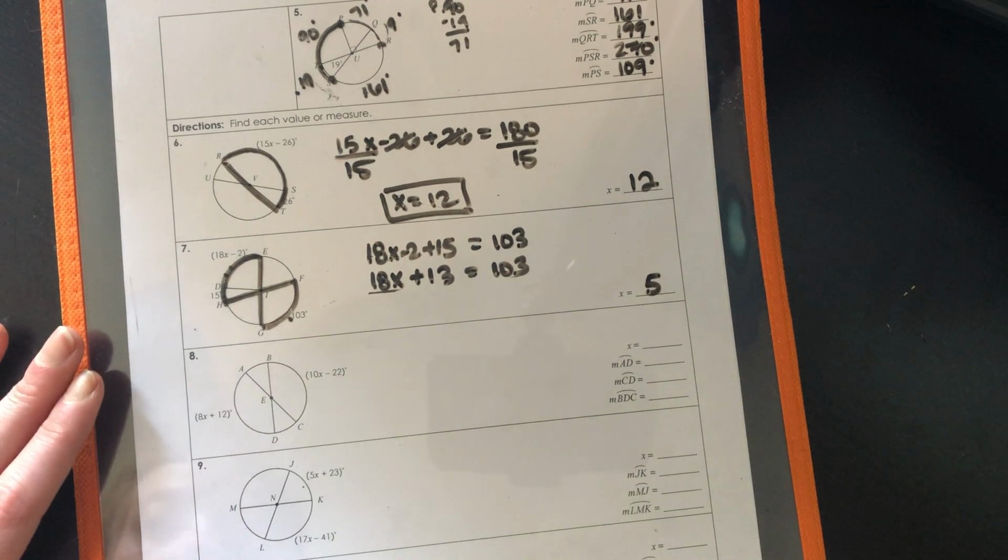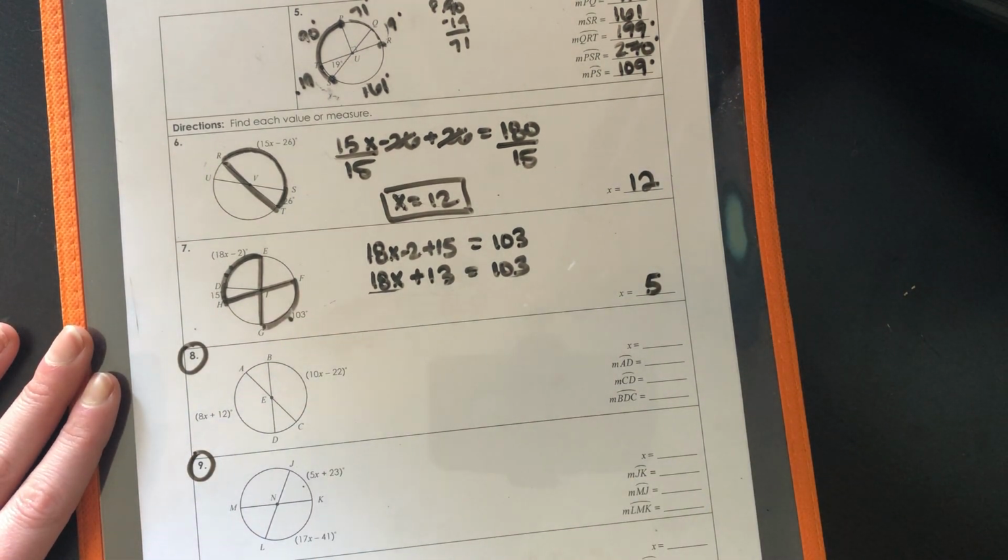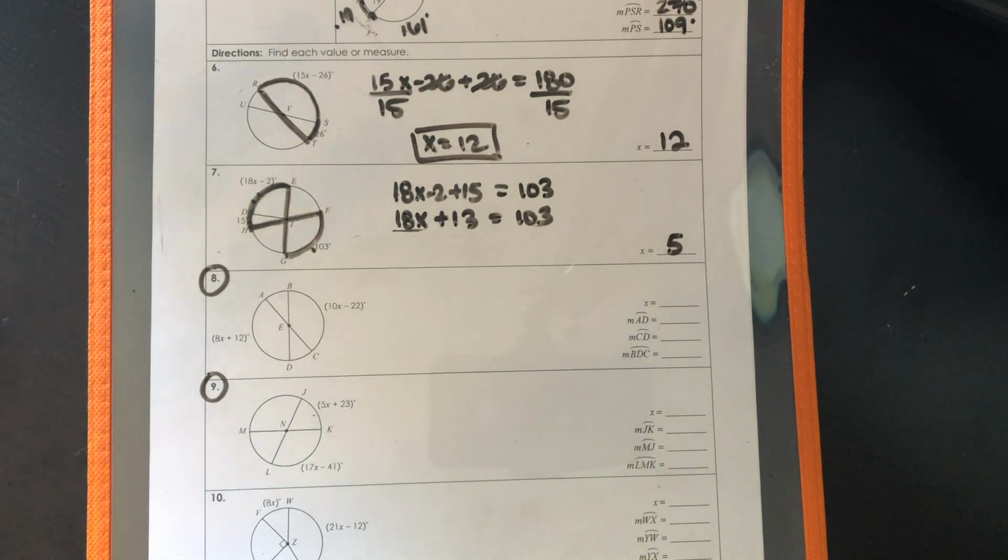So I want you to try out 8 and 9 on your own. All right, decide, are they vertical? Do they make a semicircle 180, or what else can I do? Okay, pause the video and try 8 and 9.